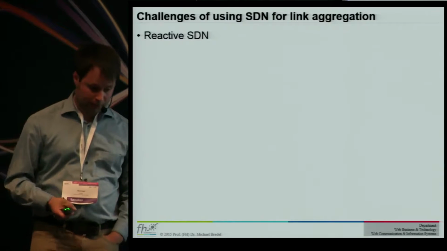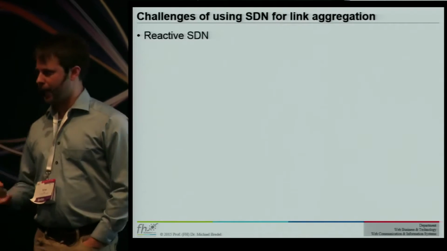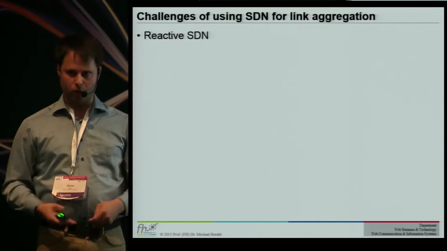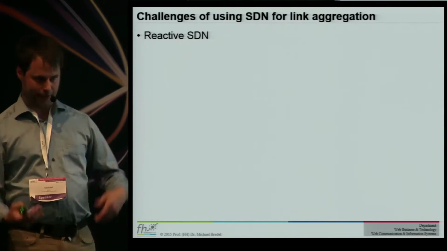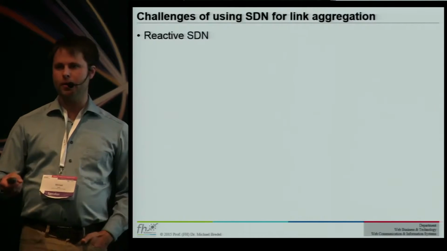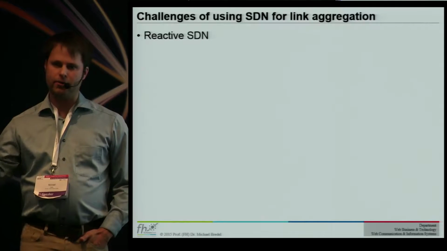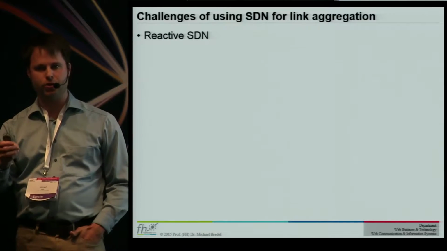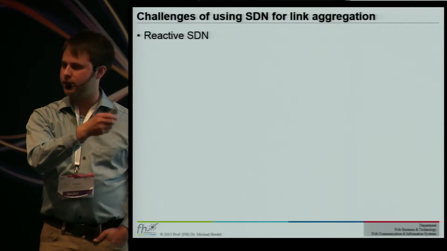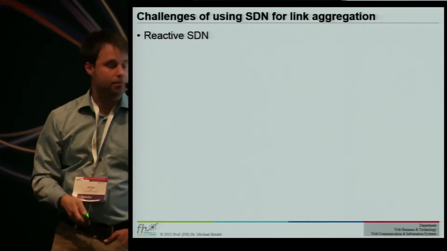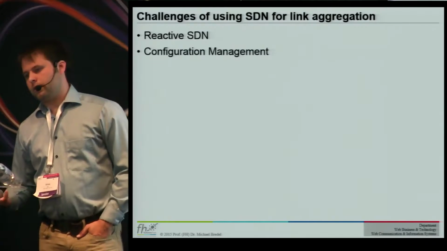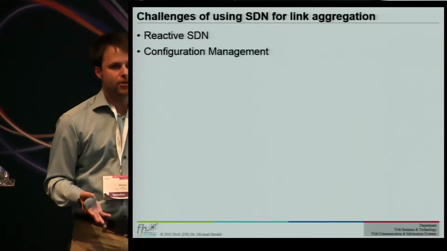So first of all, you need to do it in a reactive way, as opposed to the proactive way where you install a flow before the traffic actually starts to flow. In reactive SDN, you react on packet-in events. So whenever there's a new packet your switch does not know about, it sends this packet to the controller, and the controller needs to do some things with that packet. So that's reactive SDN.